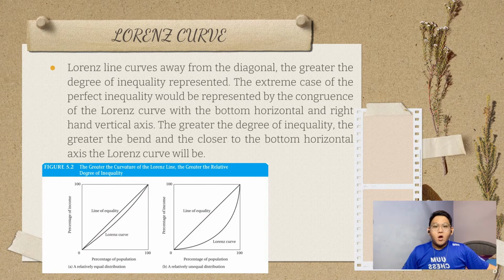The farther the Lorenz curve lies away from the diagonal, the greater the degree of inequality represented. The extreme case of perfect inequality would be represented by the congruence of the Lorenz curve with the bottom horizontal and right-hand vertical axis. The greater the degree of inequality, the greater the bend and the closer to the bottom horizontal axis the Lorenz curve will be. So that's all from my part. I will pass to my group mate Ayuni. Ayuni, you are welcome.